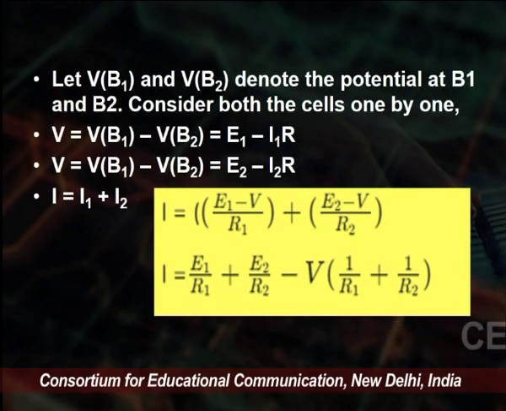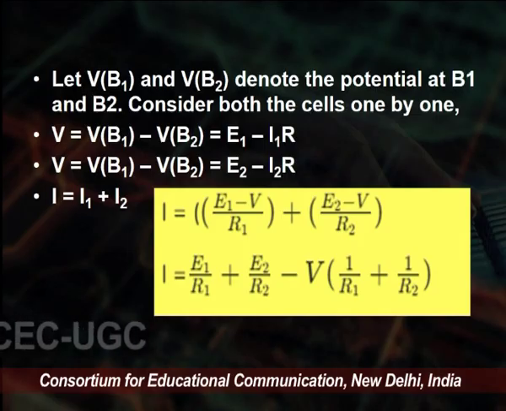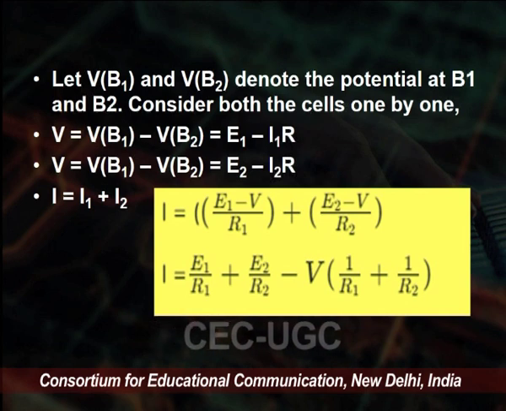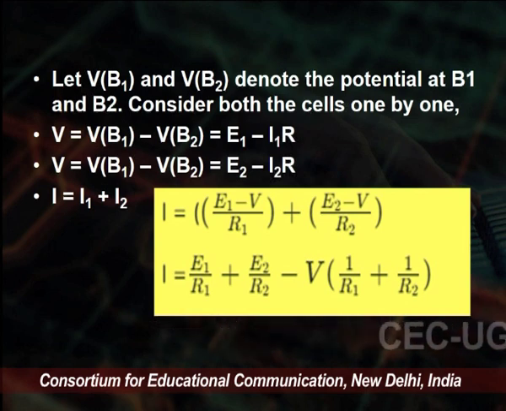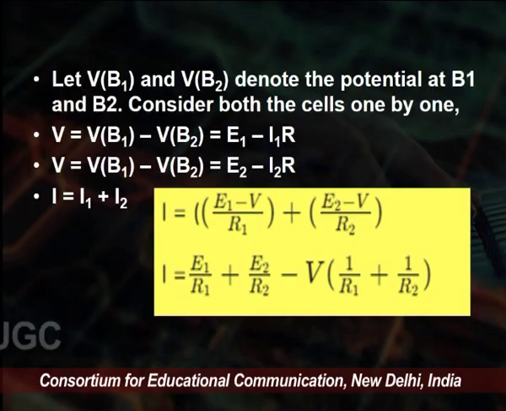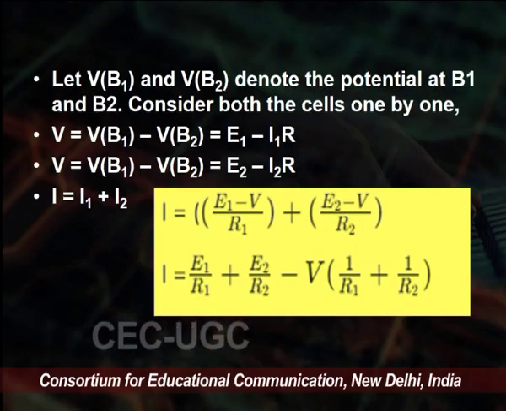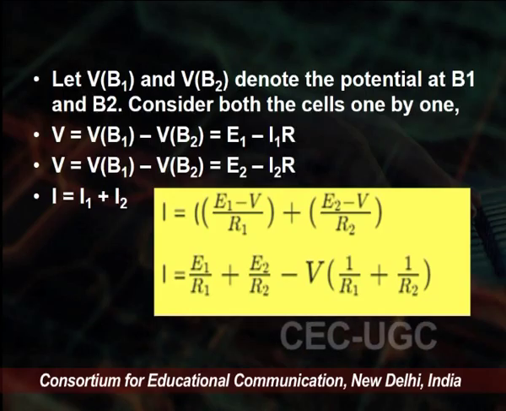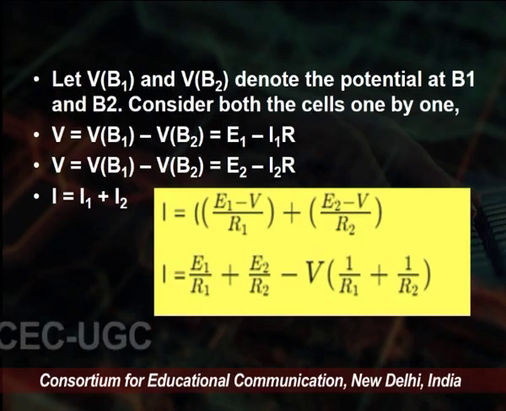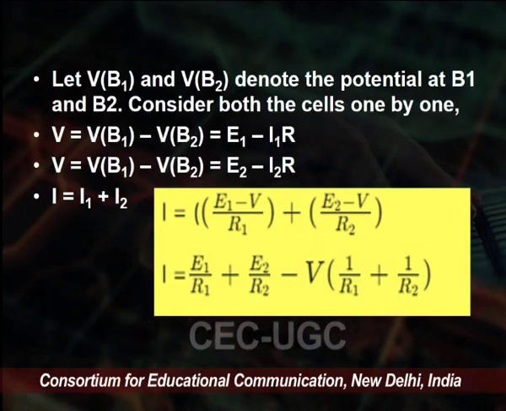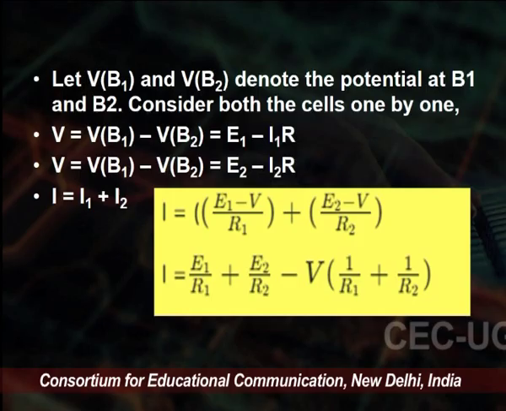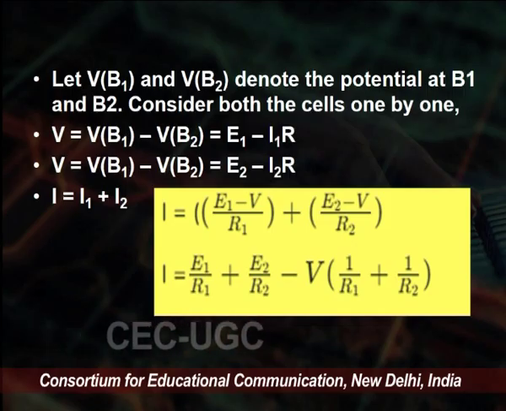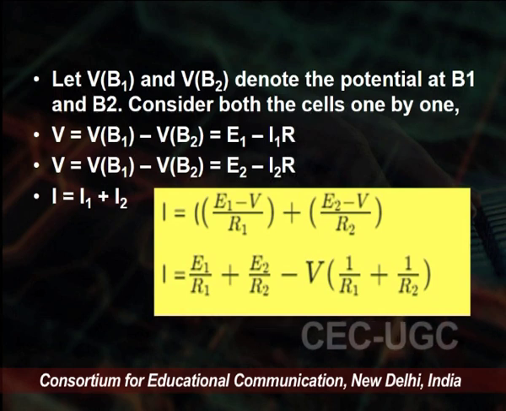Now, we can have V_B1 and V_B2, the potentials at B1 and B2. Now, consider both the cells one by one. For the one cell, V is equal to V_B1 is equal to E1 minus I1 R1. Similarly, V is equal to V_B2 is equal to E2 minus I2 R2. So, I is equal to I1 plus I2. Now, put the values of I1 and I2: I is equal to (E1 minus V) divided by R1 plus (E2 minus V) divided by R2.